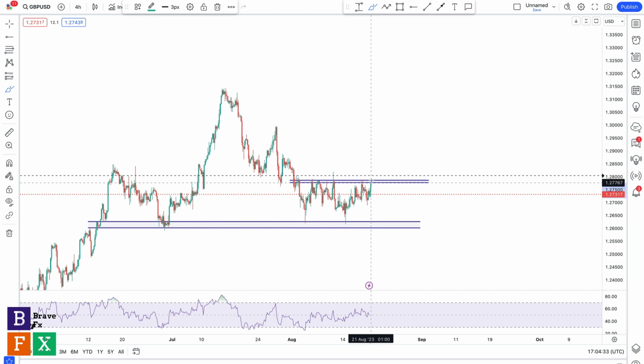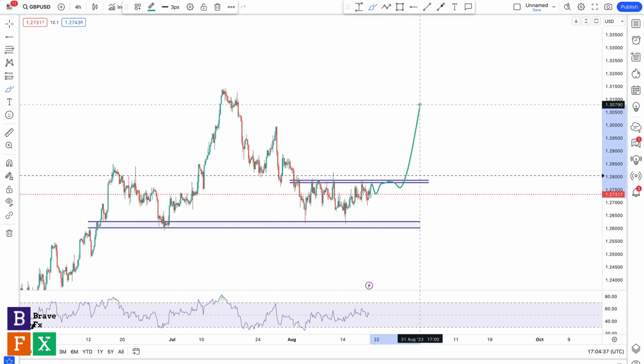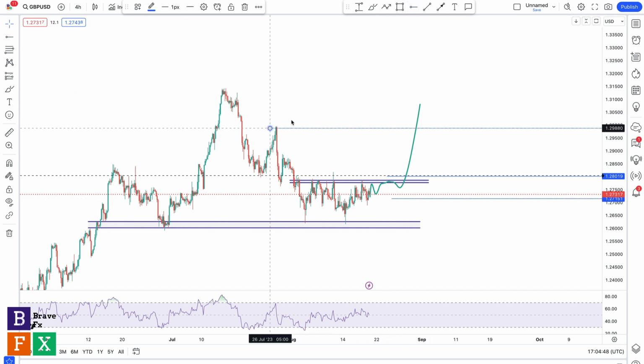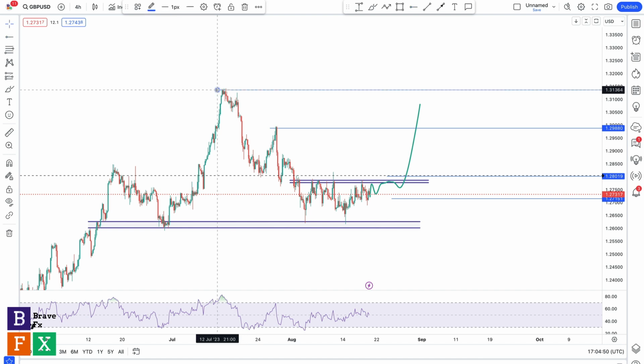So we're going to watch out for a consolidation like this and then a bullish breakout. This will be my confirmation to go long. So I'm going to go long at a break of the resistance level. My stop loss is going to be below the consolidation, and my first take profit target is going to be around these highs, then followed by these highs. So this is how I'm going to trade GBP-USD.